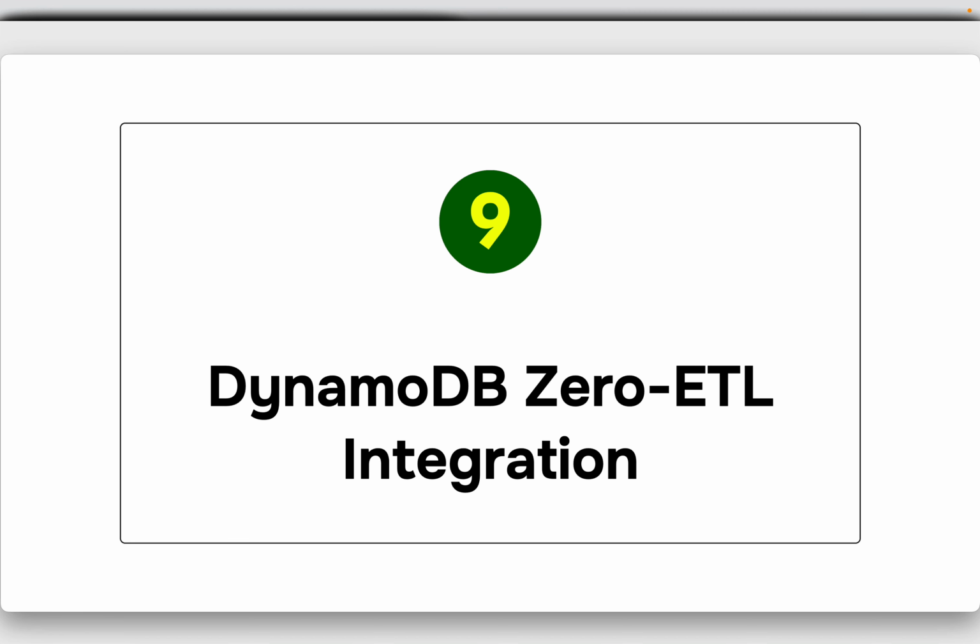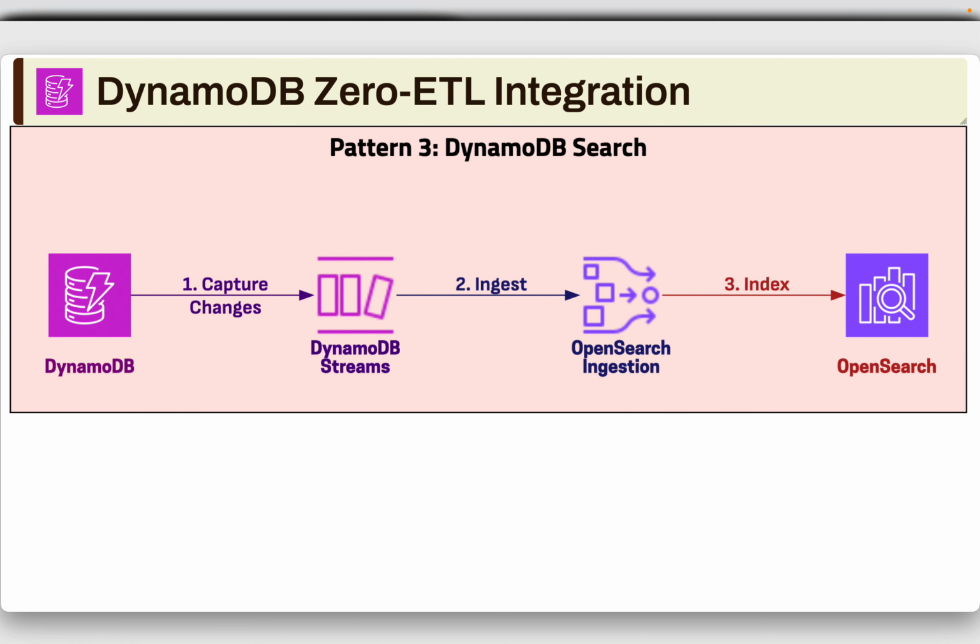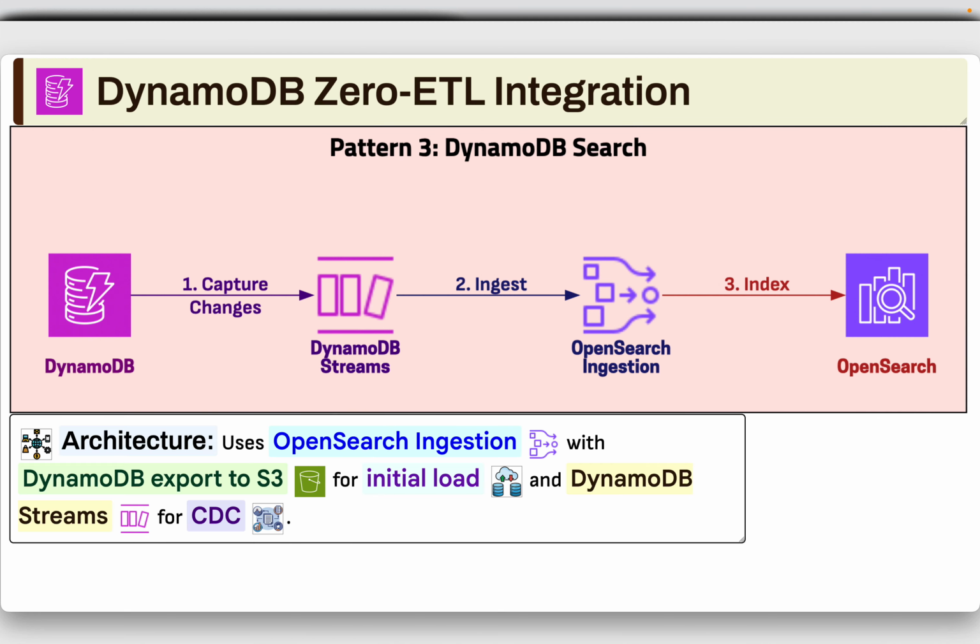Then there is a DynamoDB zero-ETL integration, extract, transform, load. So this is a third pattern which shows the DynamoDB search integration flow. DynamoDB captures changes through DynamoDB Streams, which are ingested by OpenSearch Ingestion and then indexed into OpenSearch. This integration uses OpenSearch Ingestion with DynamoDB export to S3 for the initial data load and DynamoDB Streams for ongoing data capture.